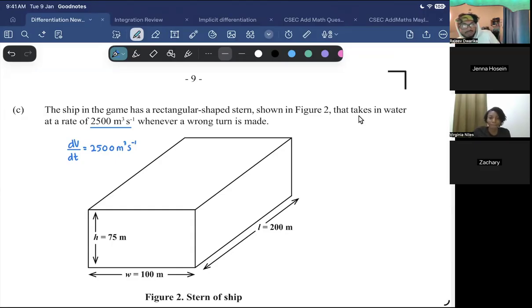Talk to me, guys. If water starts filling that hollow stern, what things are going to change? The volume would increase over time. Right? They're telling us that the volume would change at a rate of 2,500 meter cube per second. What else would respond to that increase in water?